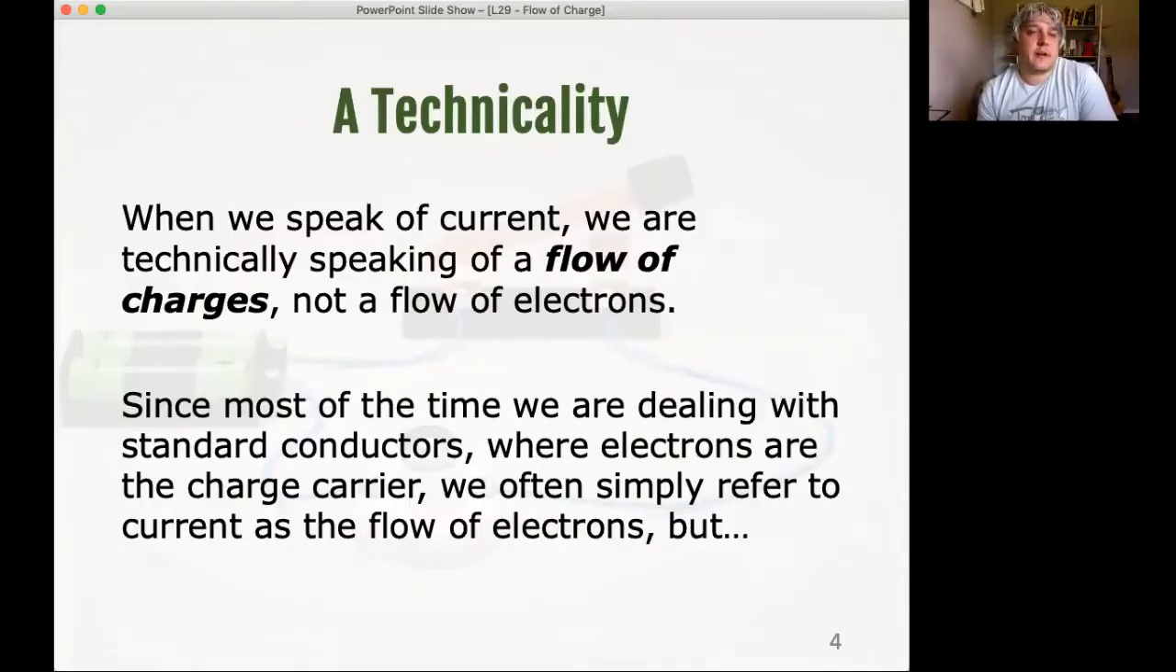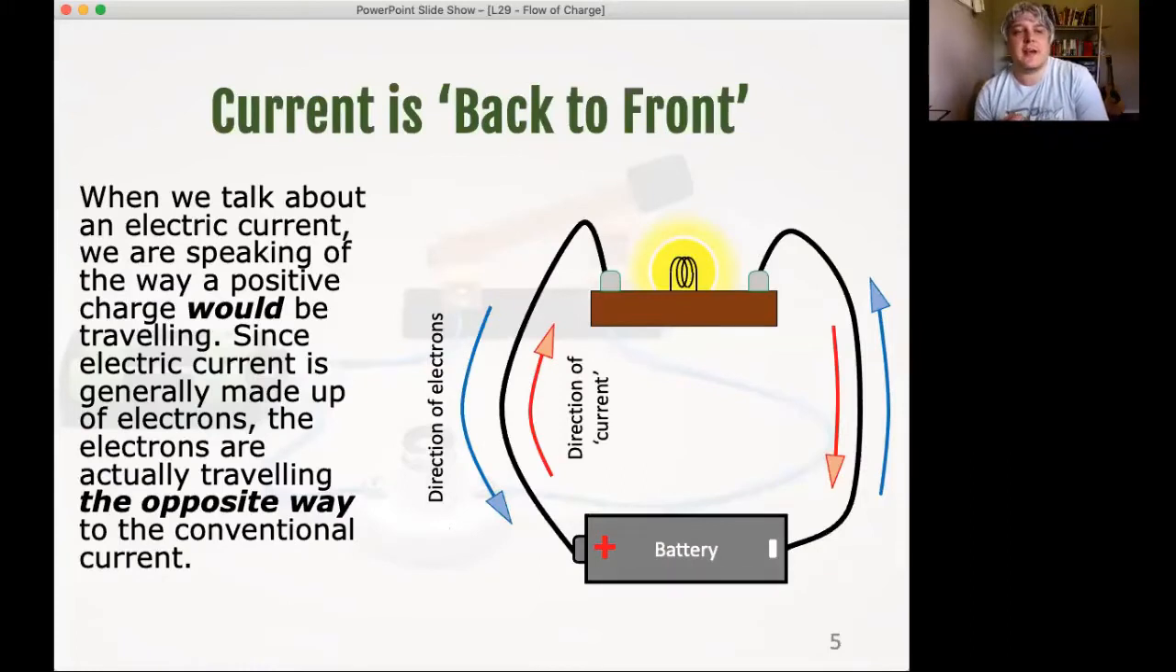Technically, when we speak of current, we're talking about a flow of any charges, not just electrons. Most of the time we are just talking about electrons, but there's a complication that this brings up, right? So technically current means a flow of charge. We are normally talking about electrons, but electrons are negative. And when we're talking about current, we're talking about the way a positive charge would be traveling. Right? And so electrons are going to be traveling the opposite direction. So that means whenever you have a circuit, whenever you have something that has current flowing through it, this is a crude circuit diagram.